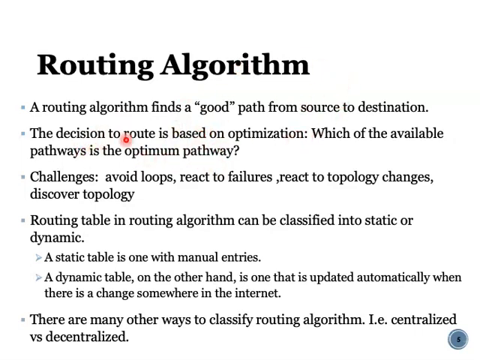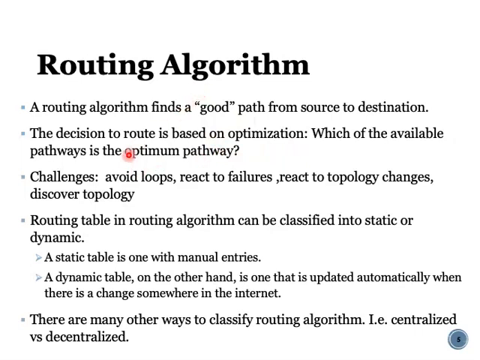The decision to find the route is based on optimization. Which of the available pathways is the optimum pathway? The definition of optimum here can depend on the routing protocol itself, whether it wants to find the shortest path or the fastest path, because sometimes the shortest path is not the same as the fastest path.